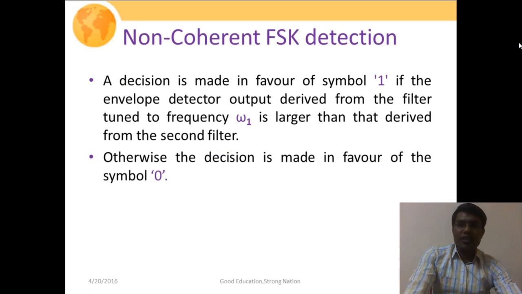The decision is made in favor of symbol 1 if the envelope detector output derived from filter 1, which is tuned to frequency omega 1, is larger than the one derived from the second filter. Otherwise, the decision is made in favor of symbol zero. We had already discussed that if the upper sampler outcome is greater than the lower sampler output, then the comparator takes the decision that 1 bit was transmitted. If the sampler 2 or lower sampler outcome is greater than sampler 1 or upper sampler outcome, then the decision is made in favor of 0. This we had already discussed.